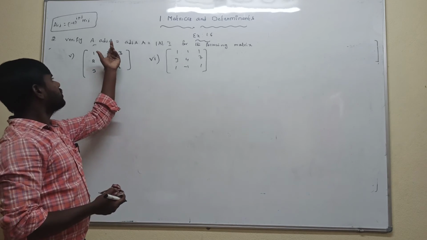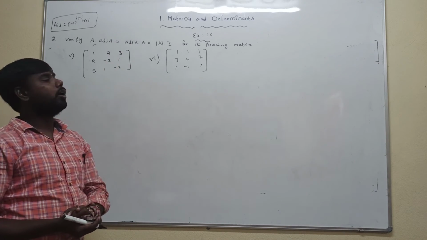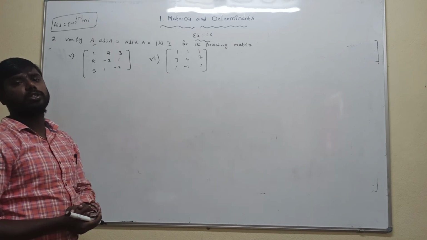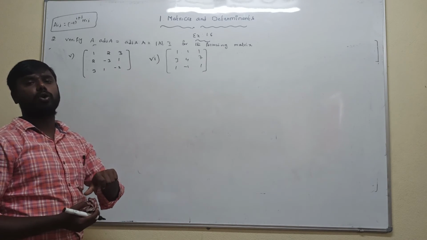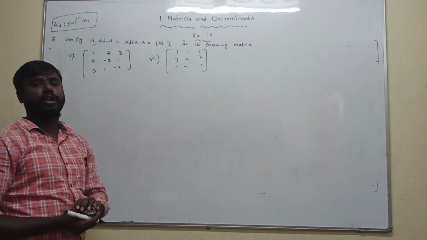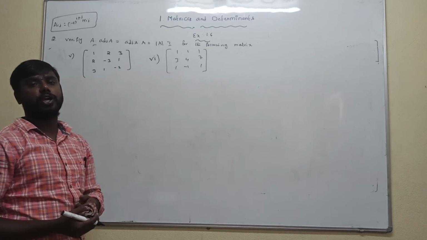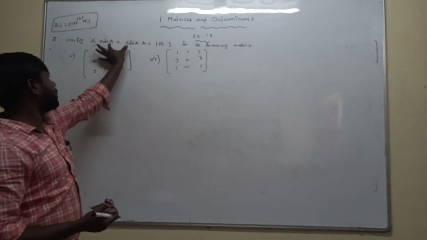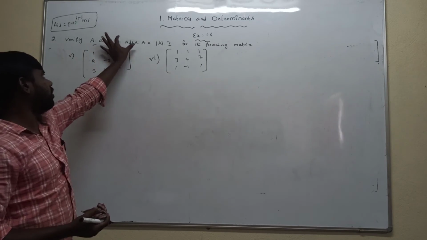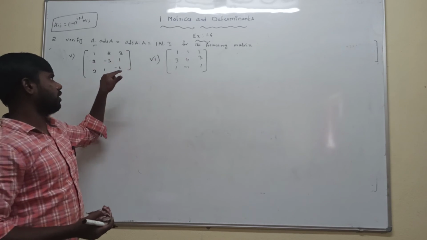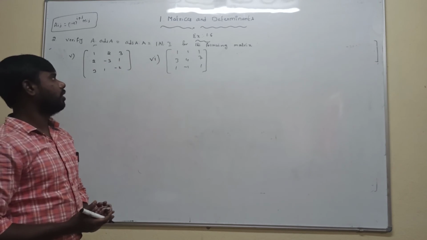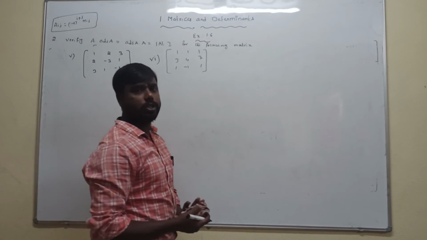Suppose these conditions are not satisfied, we can write as the conclusion that A into adjoint of A is not equal to adjoint of A into A, not equal to determinant of A into I. When these conditions are not equal, you should write the not equal symbol. This is the process for this question.